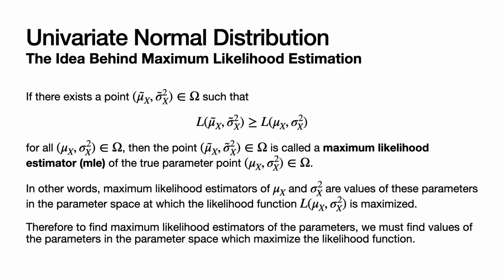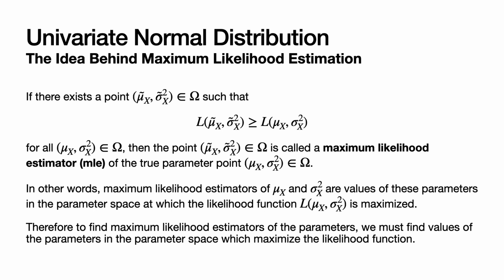If there is a point in the parameter space such that the likelihood function at that point is greater than or equal to the value it takes on at every other point in the parameter space, then that point at which it attains its maximum is called a maximum likelihood estimator, or MLE, of the true parameter point.